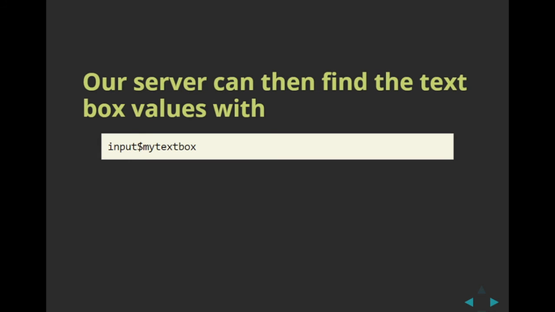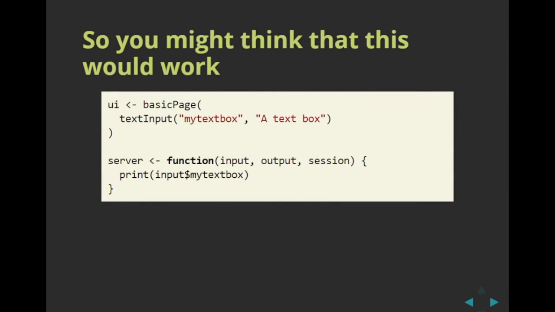Okay, so input is a list. It's a list that contains the reactive values and actually the real information. So the user typed in hello world, that's stuck onto input as a list, which can be accessed by its unique ID, input$mytext. So those of you, everyone in the room is familiar with R, you might think that this would work. And so here I've got my basic page, I've got an ID, and then in the server, I'm just taking that reactive value and I'm printing to the console, or I think I'm printing to the console.